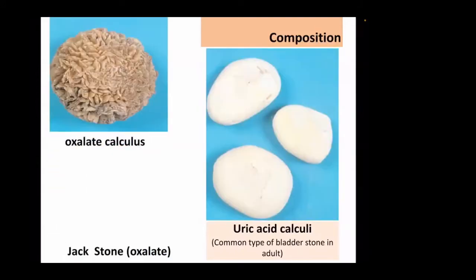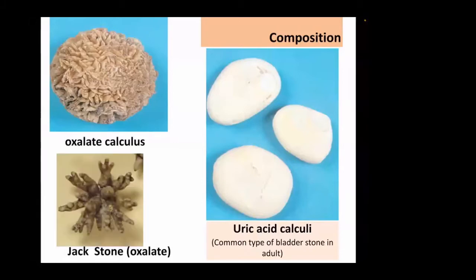See the surface of the stone. Oxalate stones are more spiky, cause more pain and hematuria, and uric acid stones are more smooth, chalky white in color, with a smooth surface. Similarly, the multiple branching pattern stone in the bladder is known as jack stone. Chemically, it is oxalate stone. But one thing is slightly different. If you remember, in kidney and ureter, the most common variety of stone was oxalate. But in the bladder, mostly we find uric acid stone.